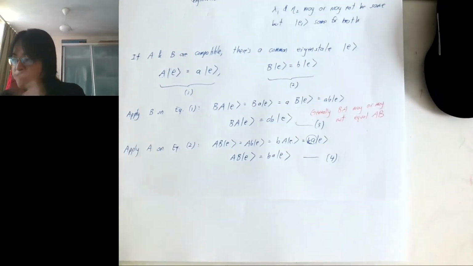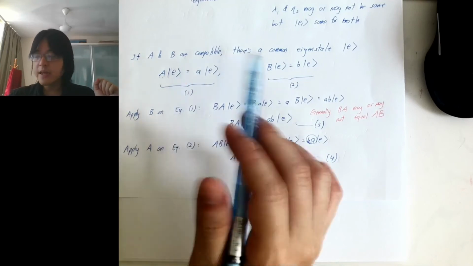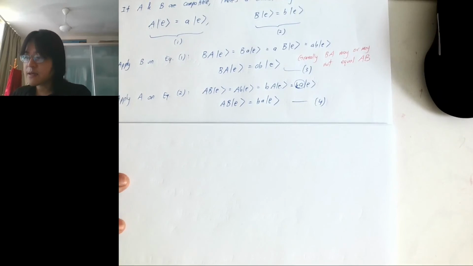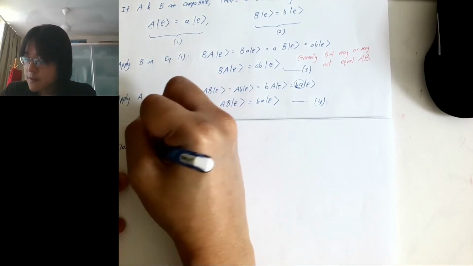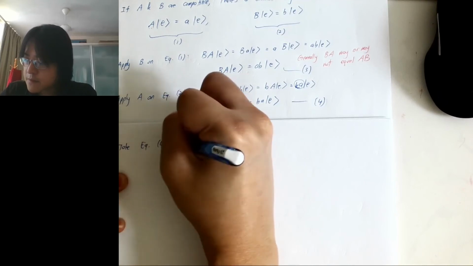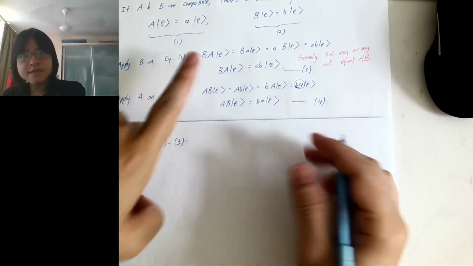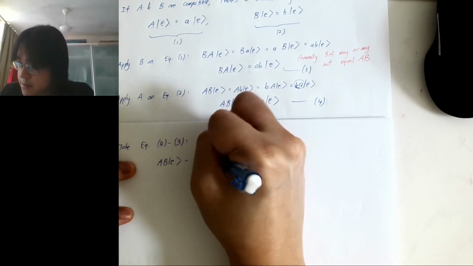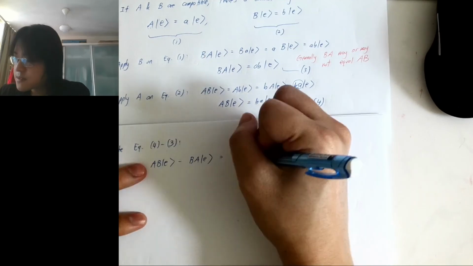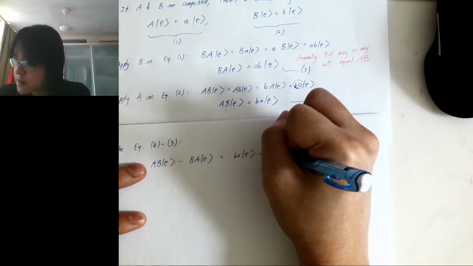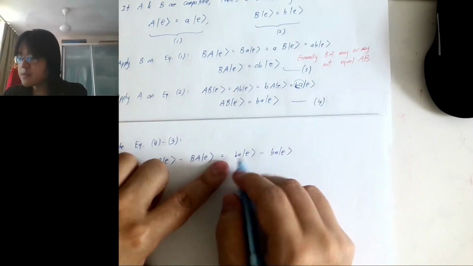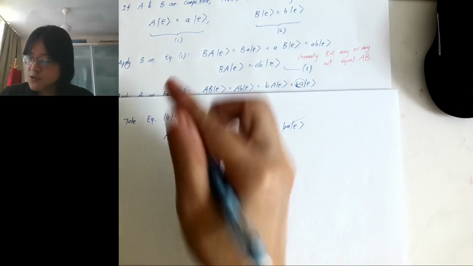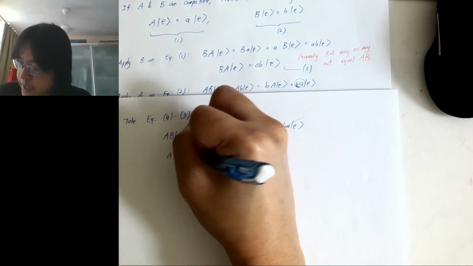So I will prove that if they are compatible, if they share the same eigenstate, AB is equal to BA, right? So I will take equation 4 minus equation 3. So I take this equation minus this equation. So I got ABE minus BAE, right? And then this minus this. So BAE minus BAE, right? This is a number, so I can flip them anyhow. So these two are the same, so they cancel each other. But these two, well, AB minus BA, I can factorize out the B.